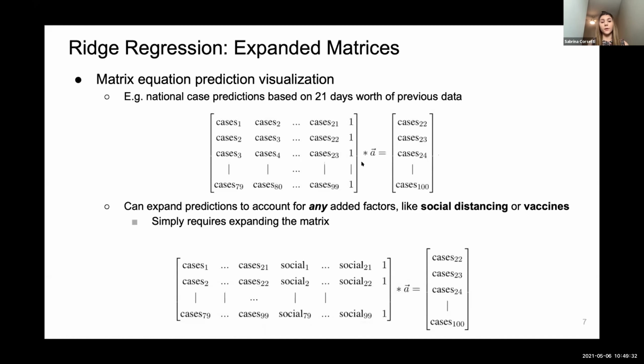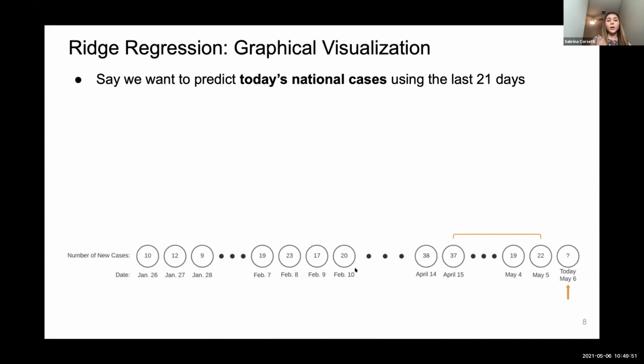One great feature of visualizing our predictions through matrices is it shows how simple it is to account for added factors in our predictions, like social distancing and vaccines. All we need to do is expand this matrix here to include new factors, like, for example, 21-day sets worth of relative social distancing. Now, for a more intuitive approach, we can look at a graphical visualization of our predictions.